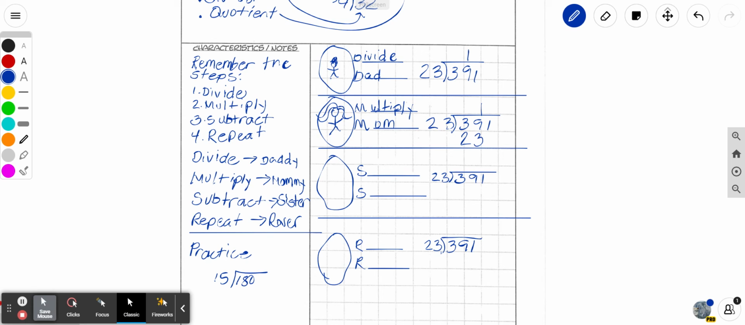So I write that below the number that I divided into. Okay, so if I were to have written 23 over here under the 91, then I'm going to get the wrong answer. So you're always writing the product of the numbers that you multiply. 23 times 1 goes under 39 because I divided into 39. Okay, now my next step is subtract.